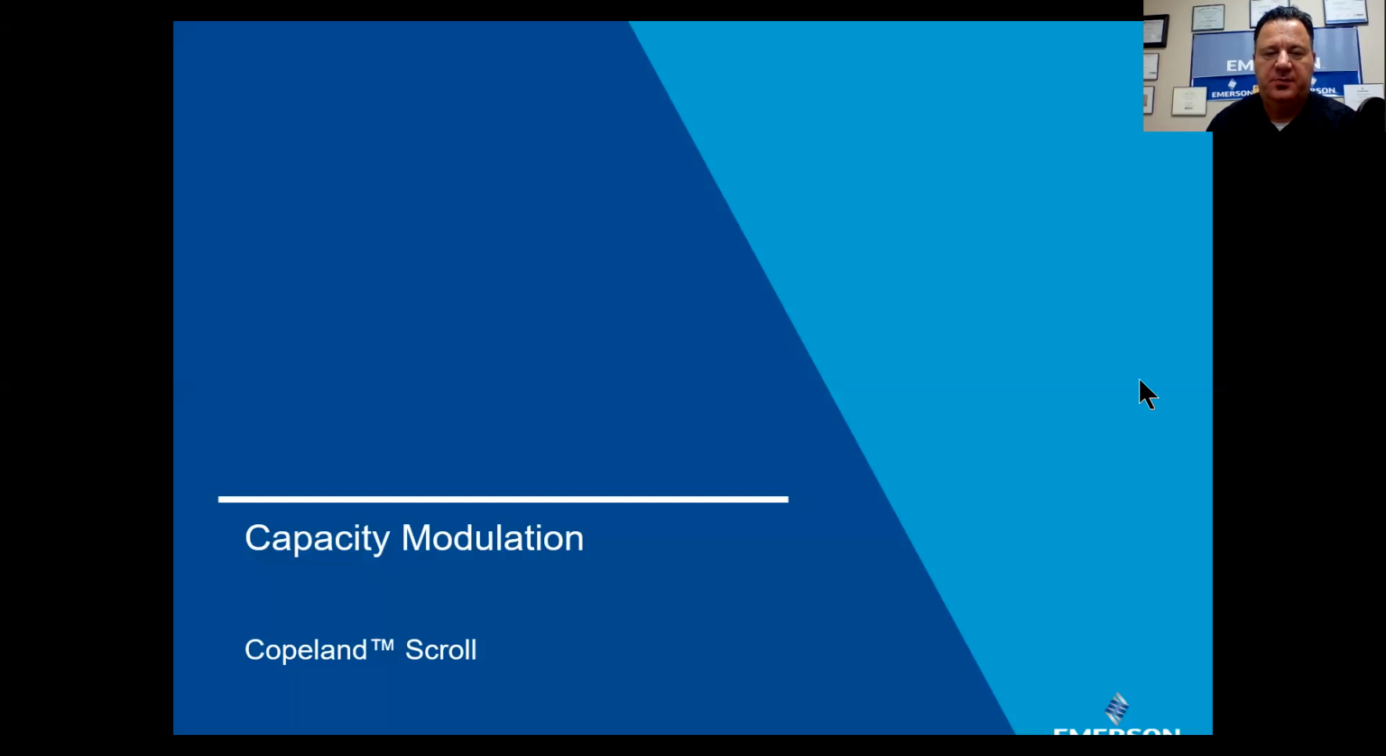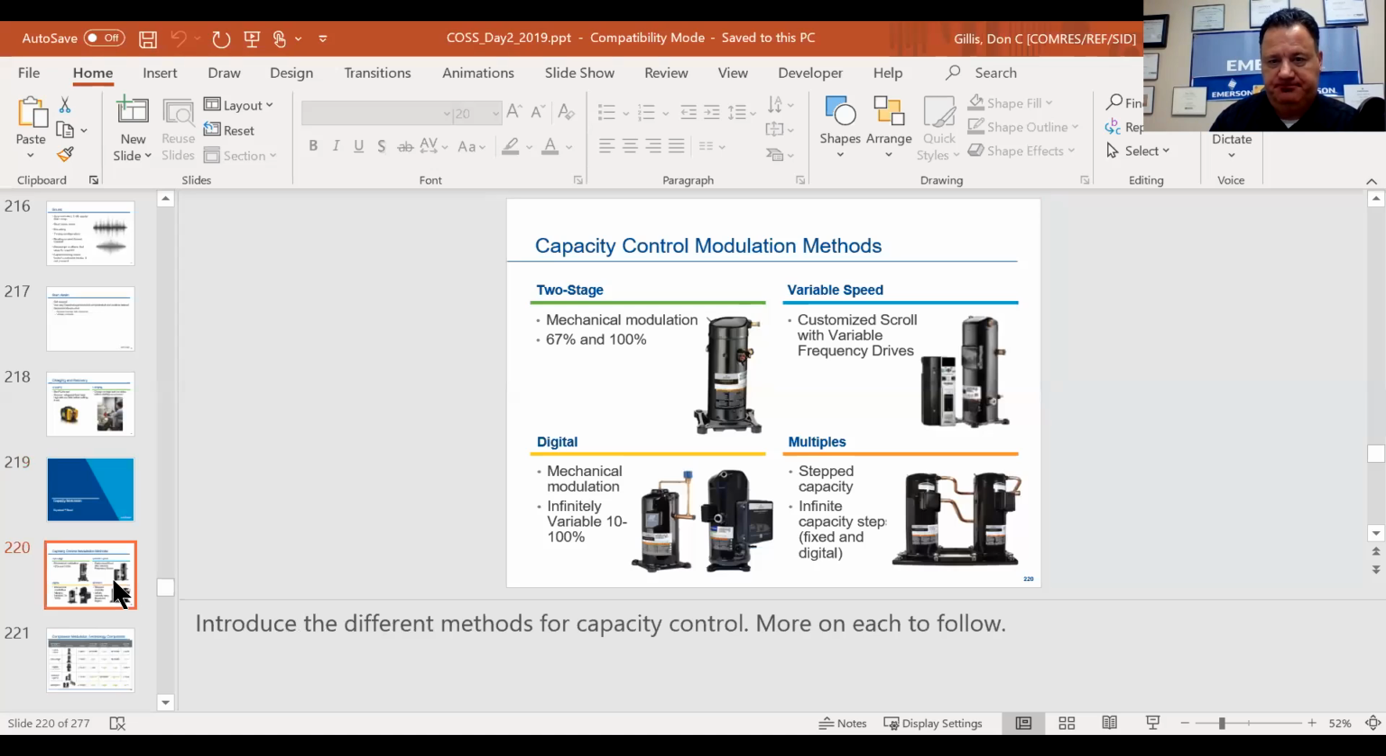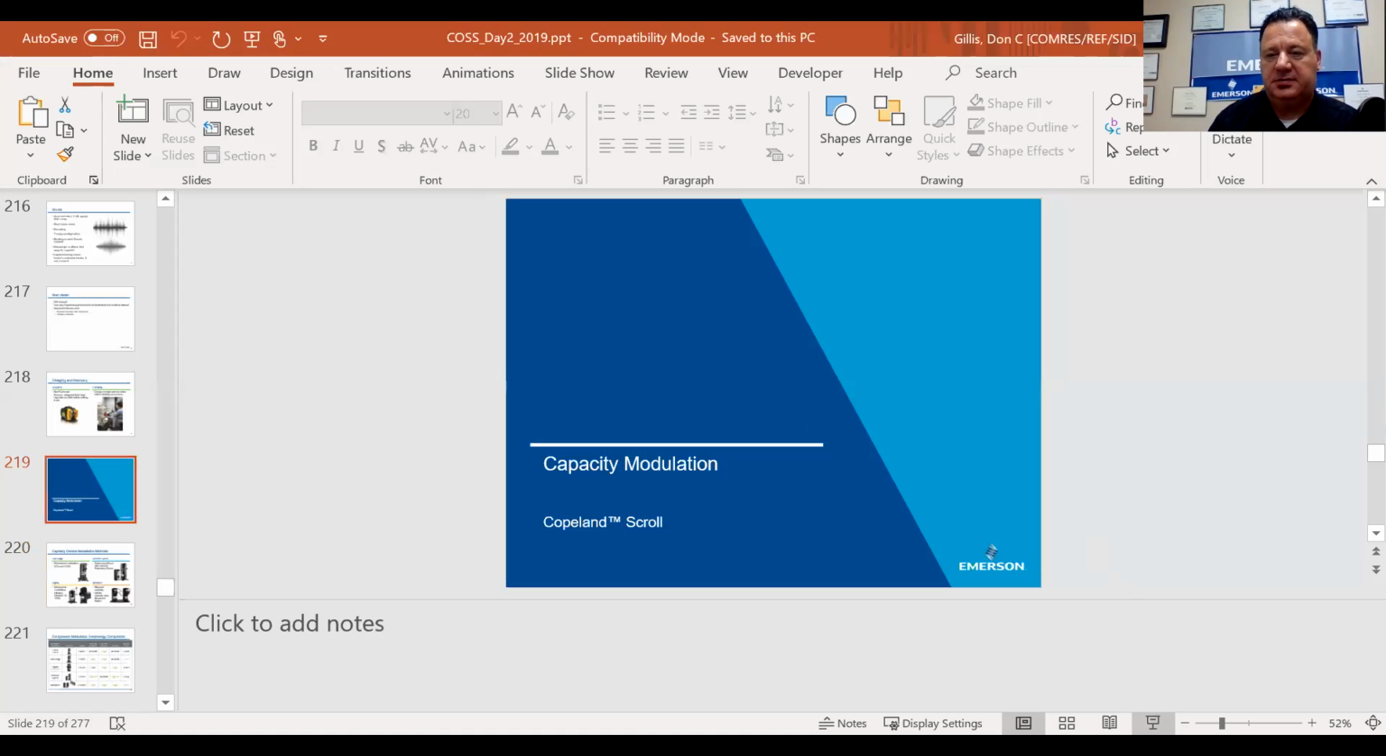Okay, move things. So capacity modulation, we're going to talk about four different types specifically, two-stage, variable, digital, and then we're going to talk about... start over with that, Alex. Oh, man, my mind. Sorry, Alex.